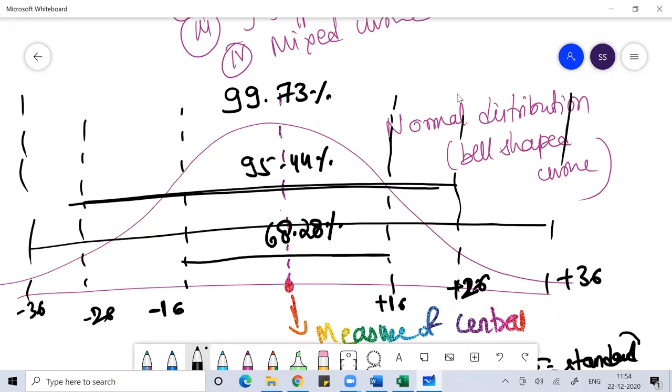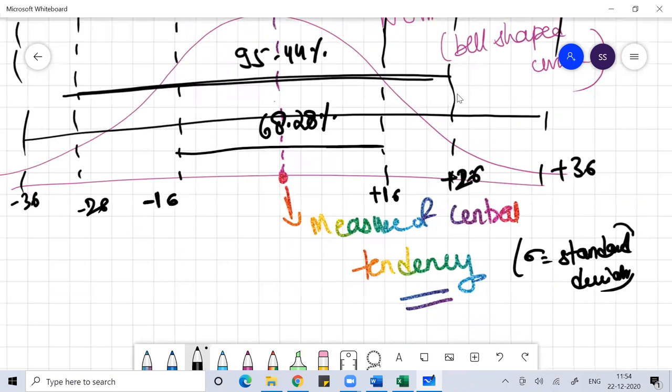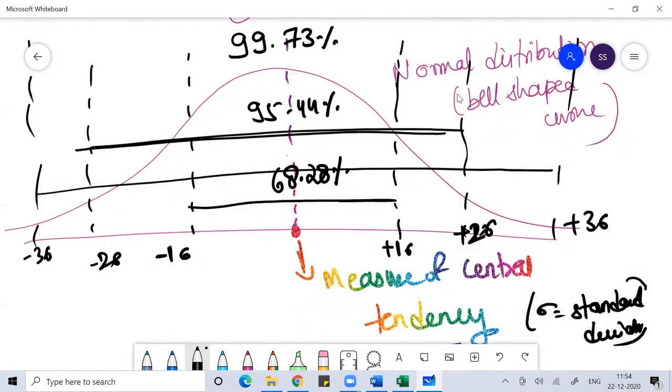Next class we'll start measure of central tendency only, where we'll study properties like mean, median, mode. We'll study arithmetic mean, geometric mean, harmonic mean. Not all the data will be at the center. Data will be dispersed from the center. That is called measure of dispersion. In measure of dispersion, we talk about range, quartile deviation, mean deviation, standard deviation, variance. All that we study under measure of dispersion.